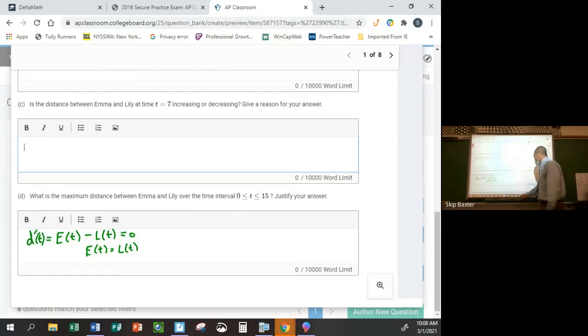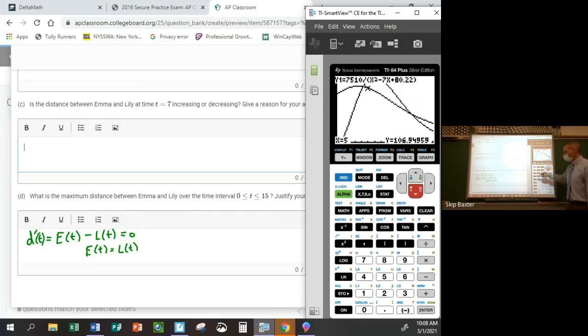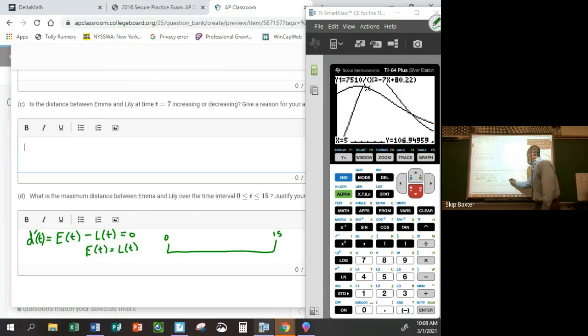So my chart, I can see from my function that there are 2 points of intersection. My chart's going to look something like this. It's going to be 0, 15, 2 points of intersection. In that first little section, E of t is greater than L of t, so the difference will be positive. Then it's negative, then it's positive. So the maximum is going to occur either at this point of intersection right here, or at 15, right? Those are the potential absolute maxes. All I need to do then is figure out which one is the absolute max.